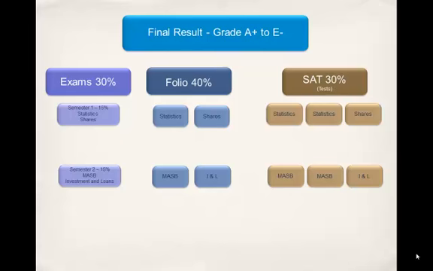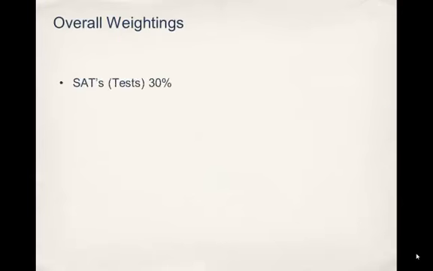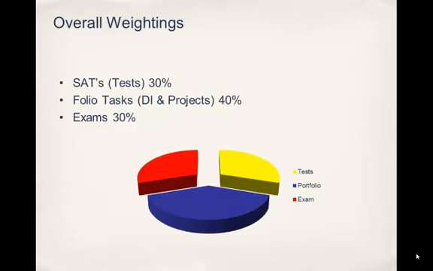So if you want to know how many summative tasks you've got next year, you've got 6 tests, 4 projects and 2 exams. So the overall weightings look like this. Tests are worth 30%, folios are worth 40%, and exams are worth 30%. So that adds up to 100%, and exams are our external component.